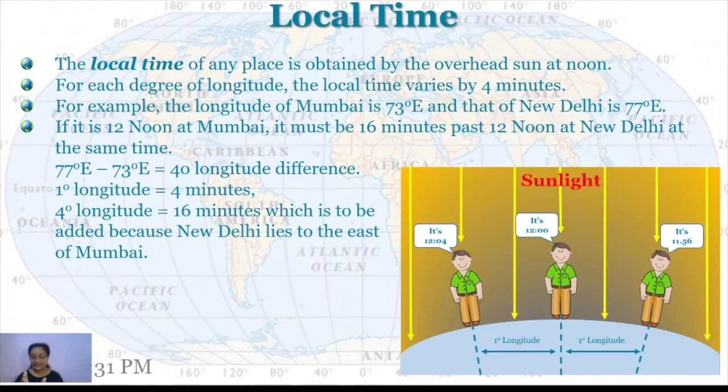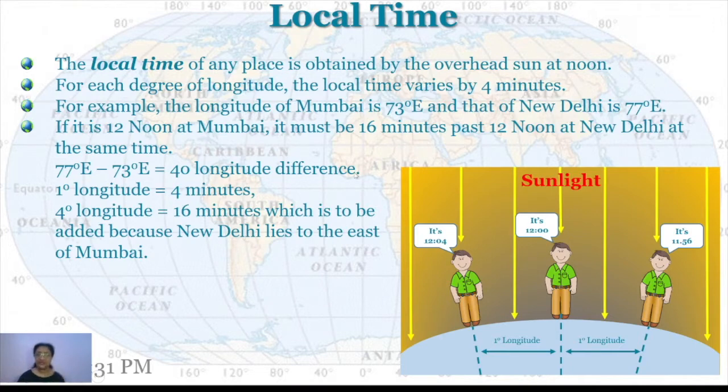At every difference of 1 degree longitude, there is a difference of 4 minutes. Suppose one example is given here: Mumbai and New Delhi, two places, and their longitudes have been given. Mumbai is 73 degrees east and New Delhi is 77 degrees east. Clear? Both are in the eastern hemisphere.